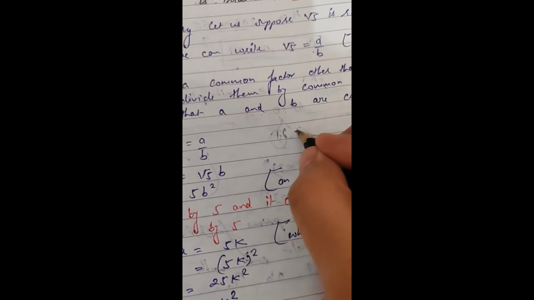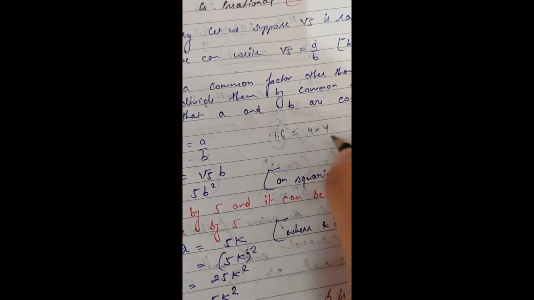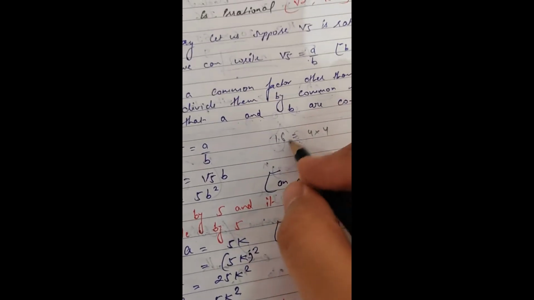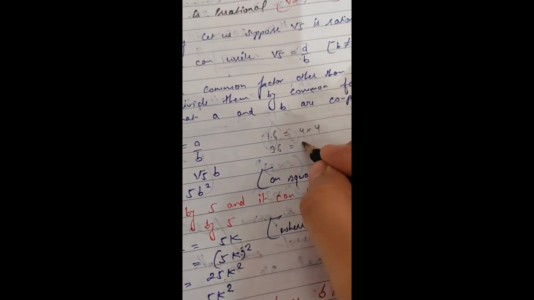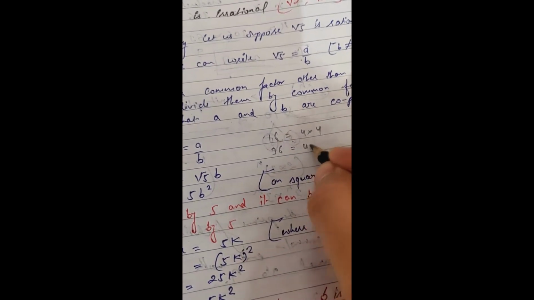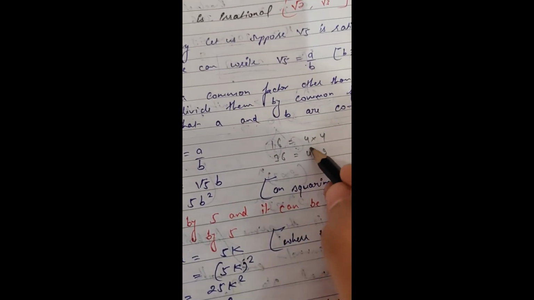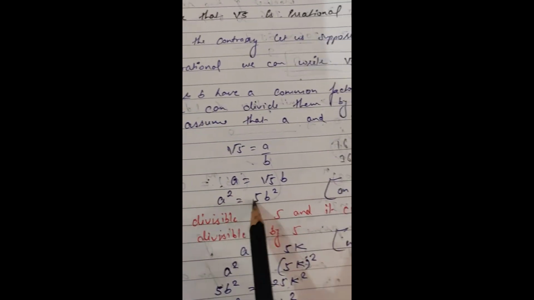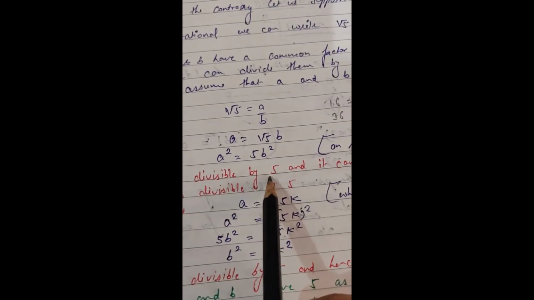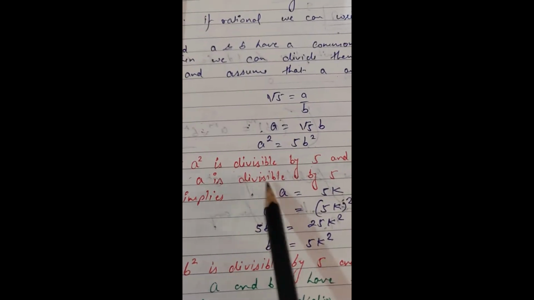16 is divided by 4 into 4. Well, we can have another example. 36 is divided by 4 into 9, kind of. So this 4 is the divisor, this 9 is the quotient. So a square is divided by 5 with quotient b square. So we are saying a square is divisible by 5, and it can be said that a is divisible by 5.